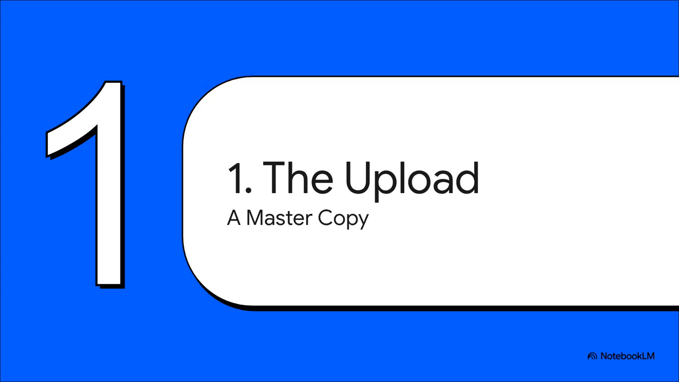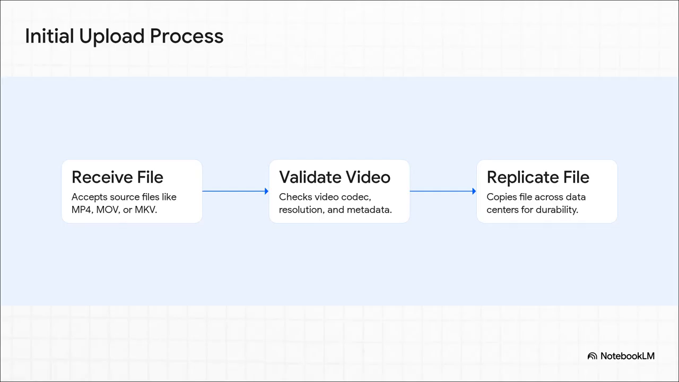The second a creator hits that button, a master copy, the digital original, is born, and it needs to be protected, like immediately. The instant that file hits YouTube servers, a few things happen in a blink. First, it grabs the source file, your typical high-quality MP4 or MOV. Then, it immediately validates it. It's kind of like a bouncer at a club checking its ID, making sure the video's codec, that's the compression software, and its resolution are all legit.